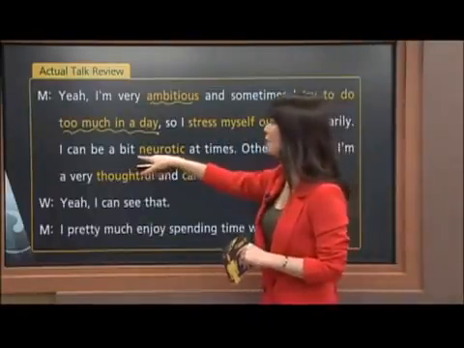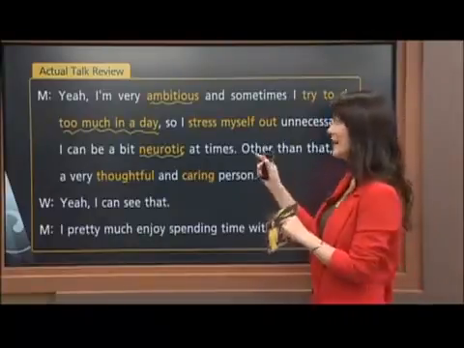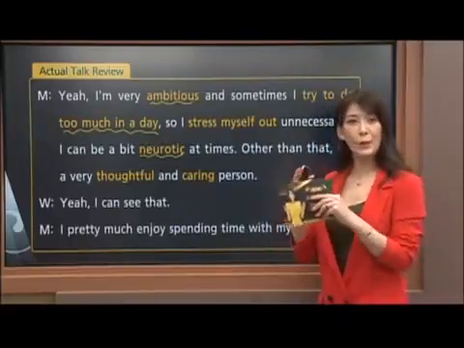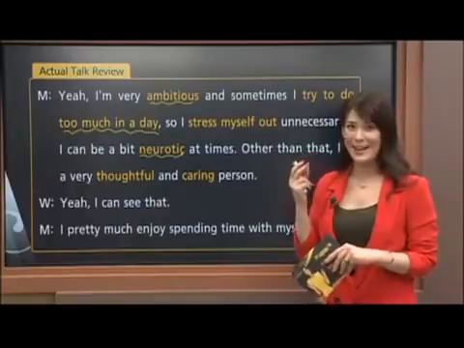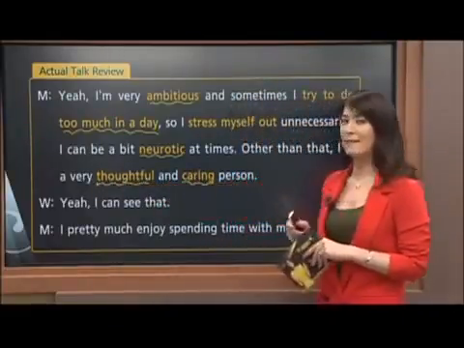He says, I can be a bit neurotic. What does neurotic mean? Well, of course, a neurotic could be a crazy person. But if you say, I can be neurotic, it means I can be like a crazy person. I will have ups and downs, be very angry one second, and then be very happy one second. So I guess emotionally unstable or mentally unstable, okay? You're kind of crazy. And he says, other than that, I'm a very thoughtful, meaning considerate and caring person. I guess a sweet person as well.